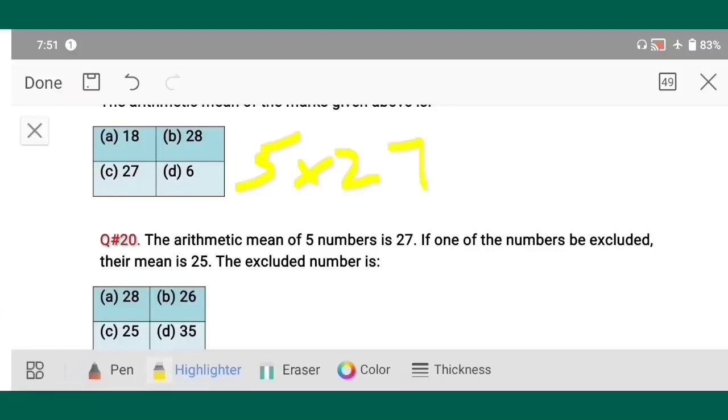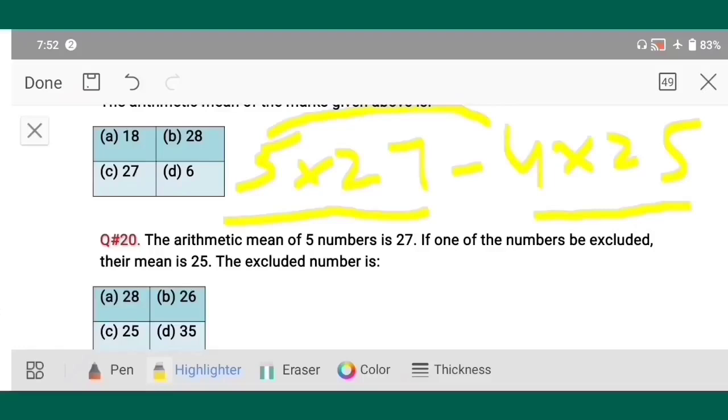If one of the numbers is excluded, their mean is 25. So it means just subtract 4 times 25. Why? Because this is the sum of the first 5 numbers, and this is the sum of the 4 numbers. So clearly one number is excluded, so here we multiply by 5 and here by 4.